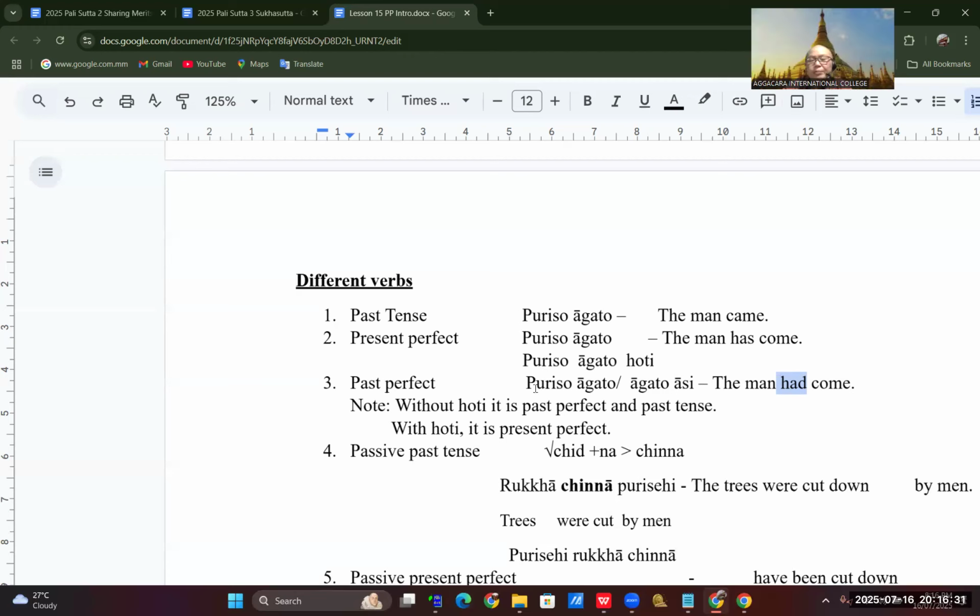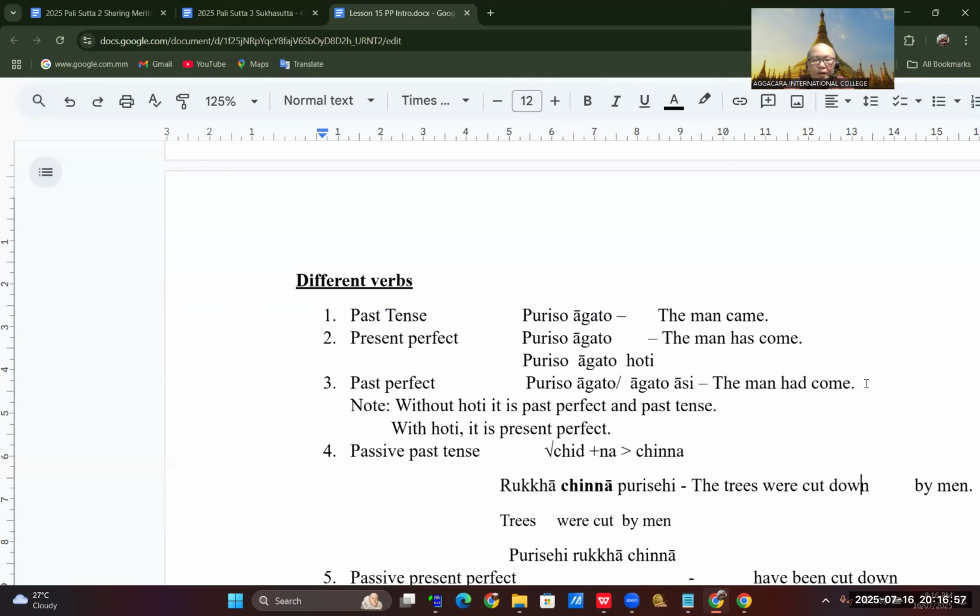But this is a past participle, right? Yes, you can also put "the man came". But I already showed that in the first example, number one. So this one I don't show here. We just want to show there are three different words: one is a past tense, present perfect, and the third one is a past perfect.